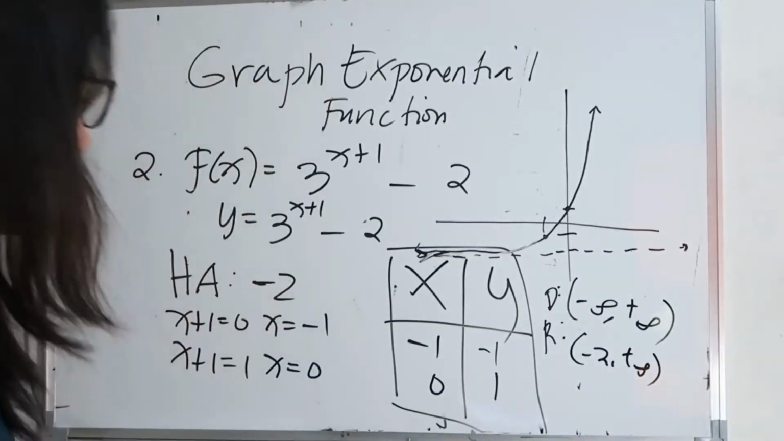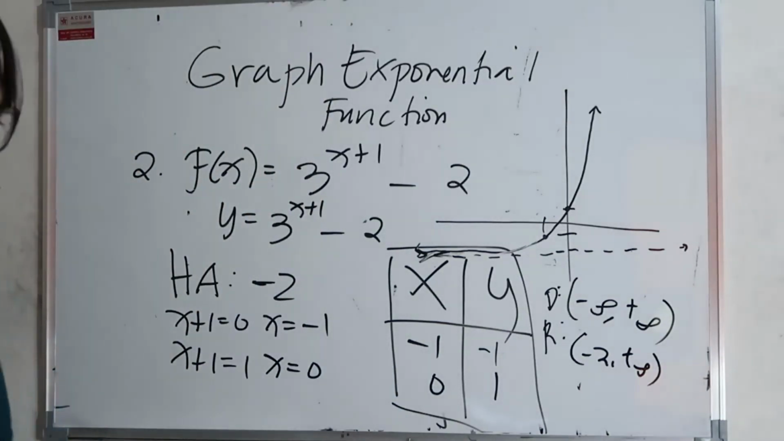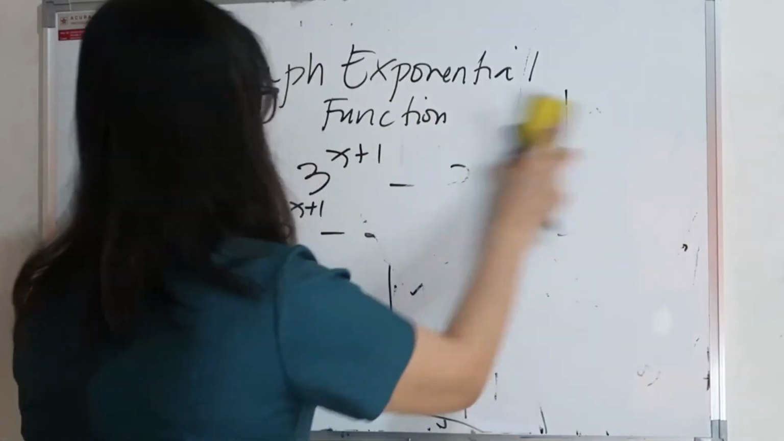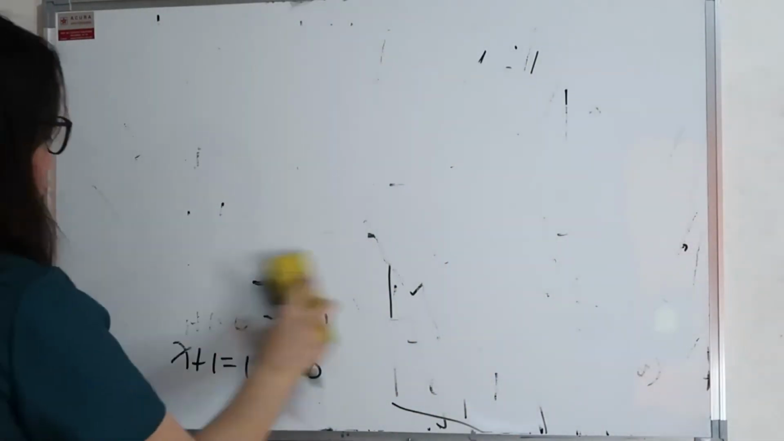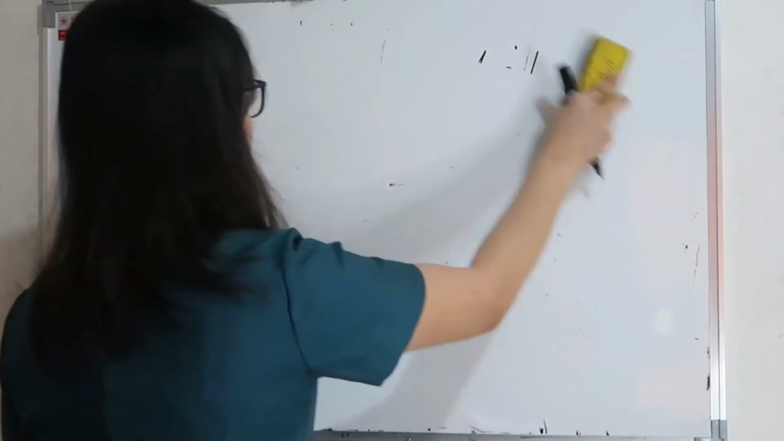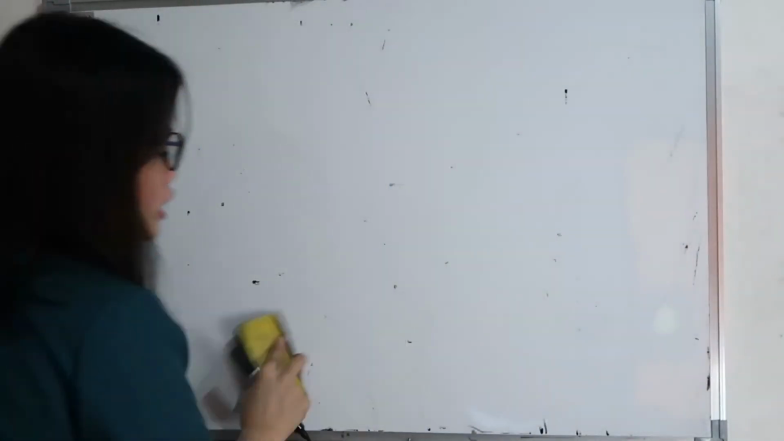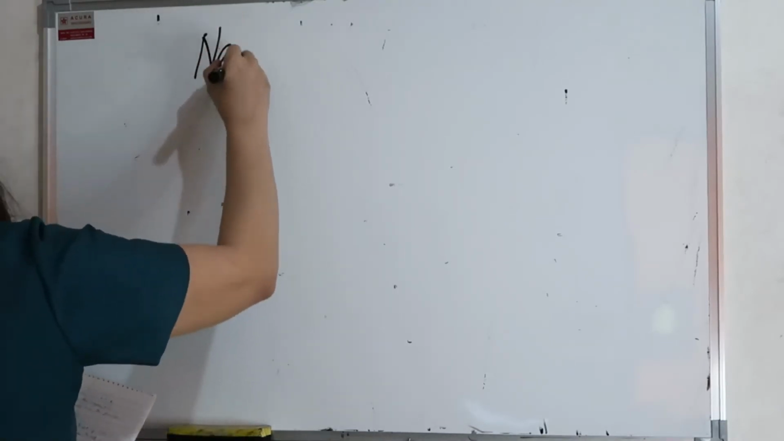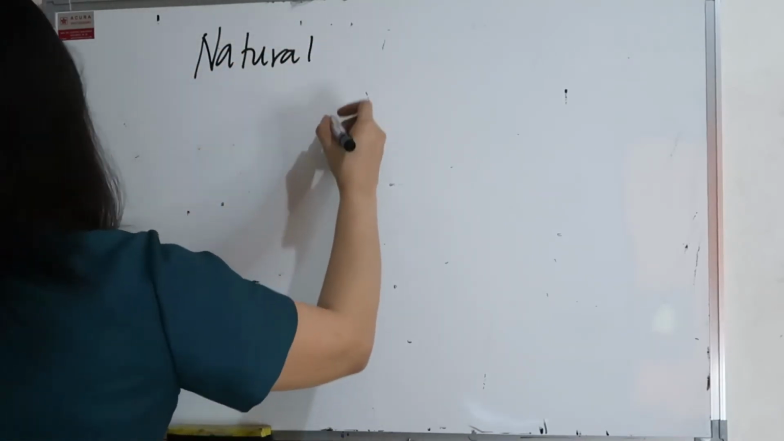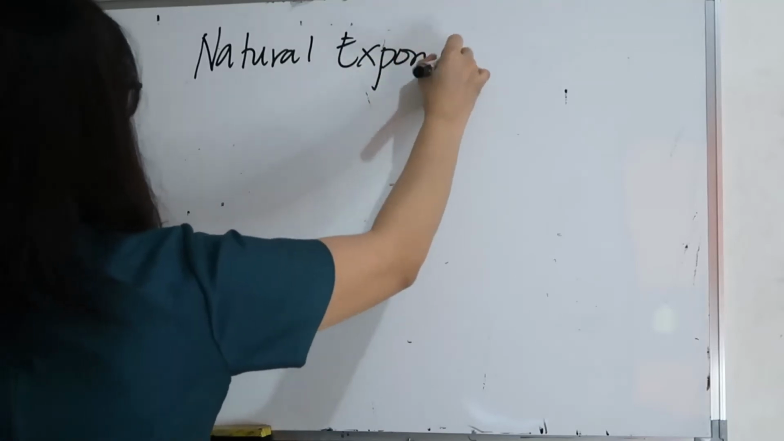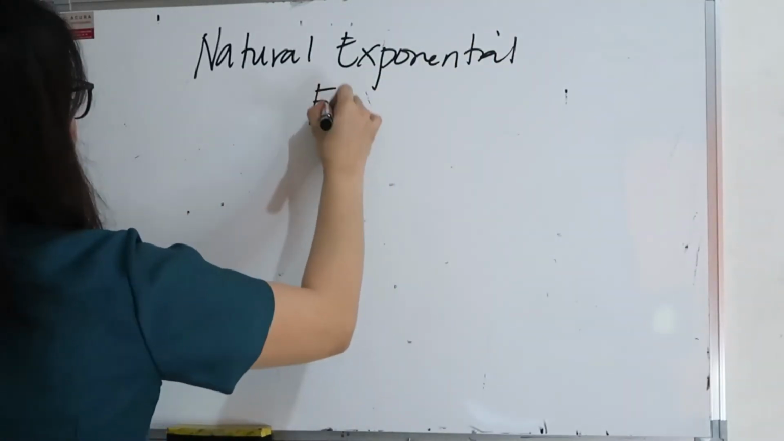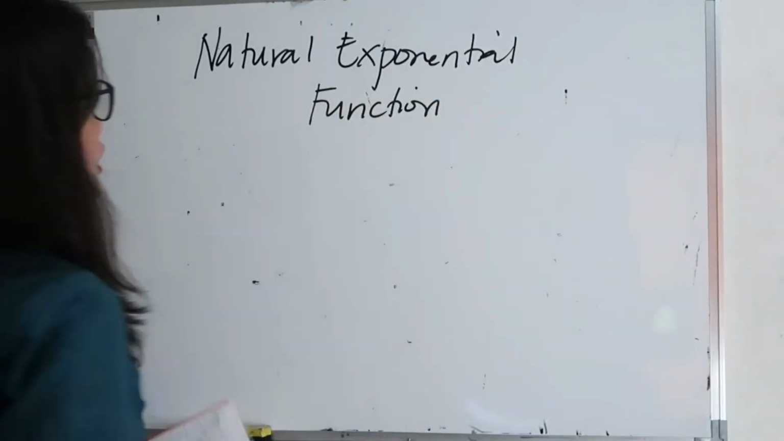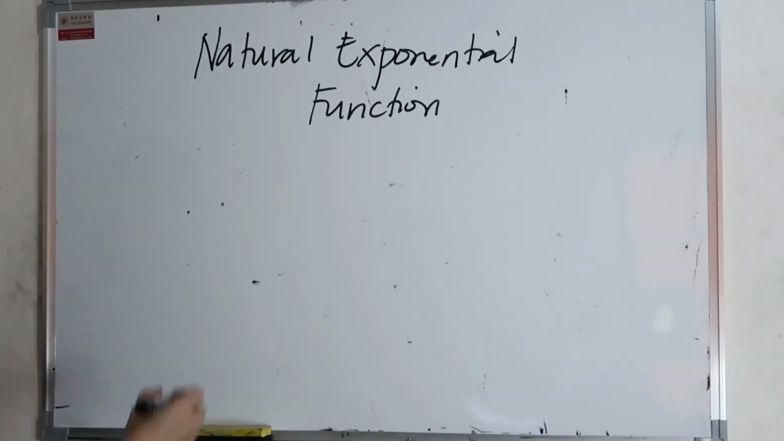Okay, next. What if the given is a natural exponential function? How do we graph that? And what do we mean by natural? When we say natural, you're referring to e. So a natural exponential function, you are referring to e.